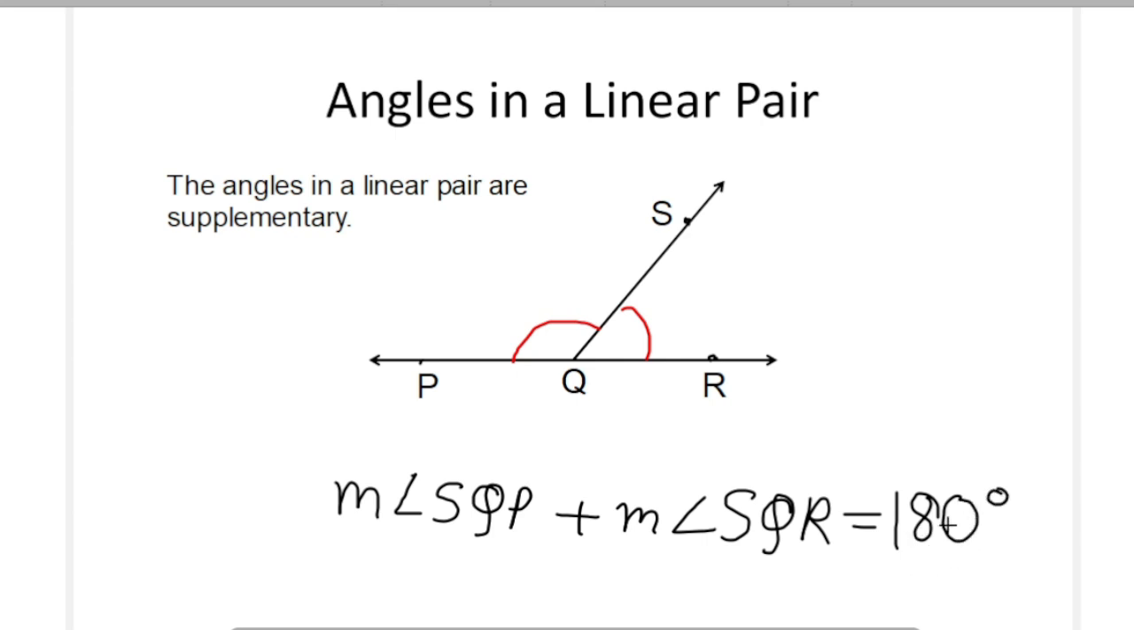So 180 degrees. If we add the measures of the angles in a linear pair, the answer we will get is 180 degrees. That is, the angles will be supplementary. Supplementary angles means the sum of the angles should be 180 degrees, right? So angles in a linear pair are supplementary.